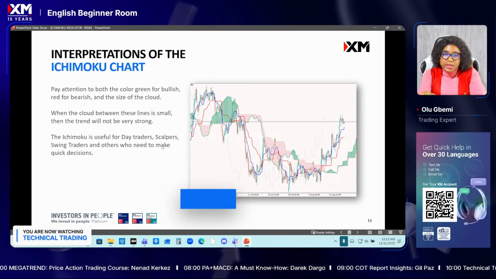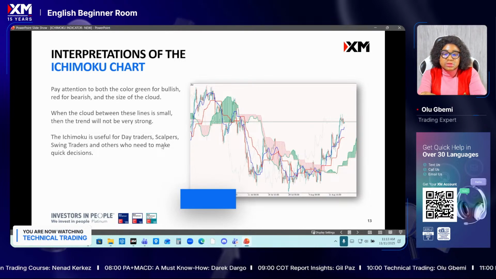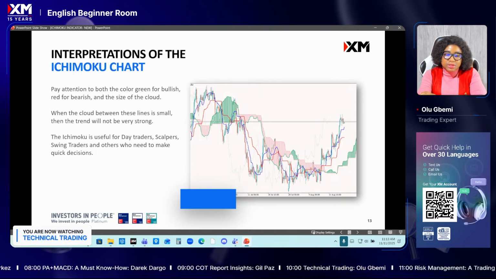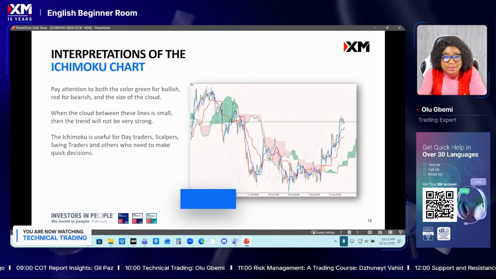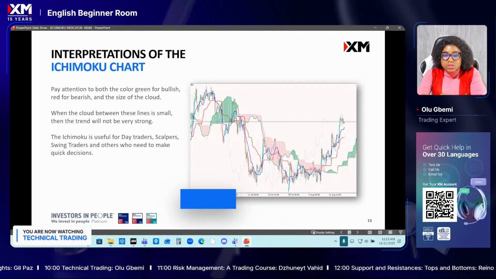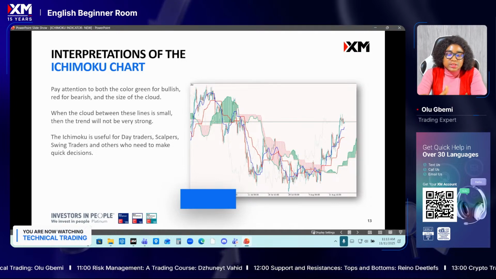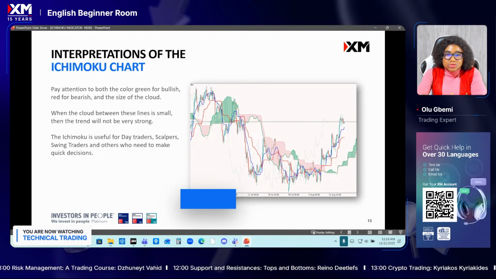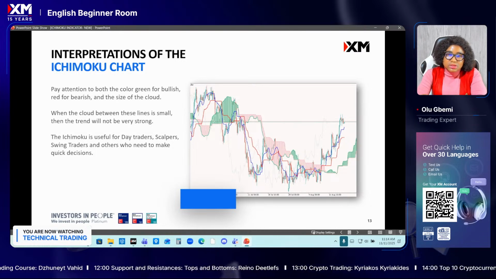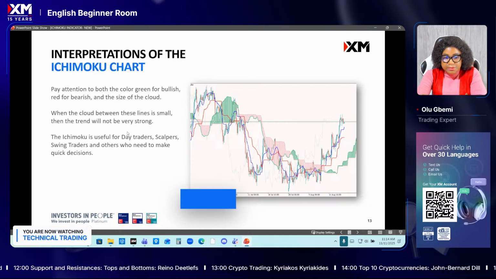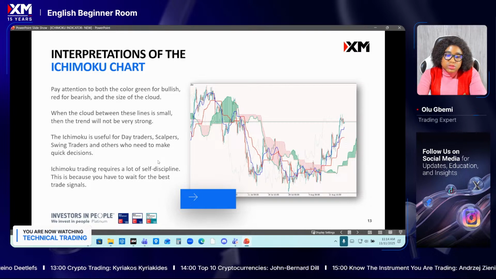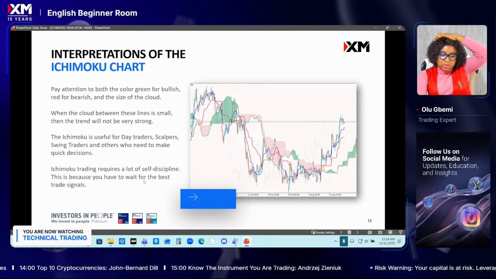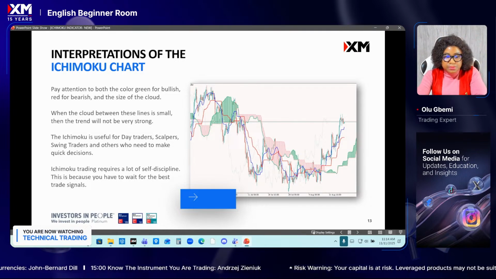It's useful for any kind of trader, whether you're doing day trade, swing, or scalping, because you can use it from the 1 minute time frame, 15 minutes, daily, weekly, whatever time frame you're using. So whether you're a day trader, a scalper, or an intraday trader, you can use this to find trades for yourself from time to time. This Ichimoku trading strategy requires a lot of self-discipline, because you have to wait for the best trade signal in order for you to trade with it.